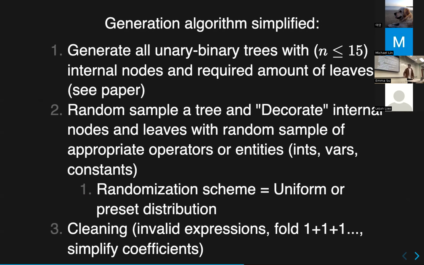And this is my attempt at summarizing their generation algorithm. They generate, or at least try to generate, all possible trees and then sample from it randomly in a uniform manner. And then once they sample a tree, they sample it ignorant of the actual values inside it. Once they have that tree, they decorate the values and the operators inside by randomly sampling the actual values, expressions, variables. And you can do that uniformly, or you can have a preset probability distribution to do that with.